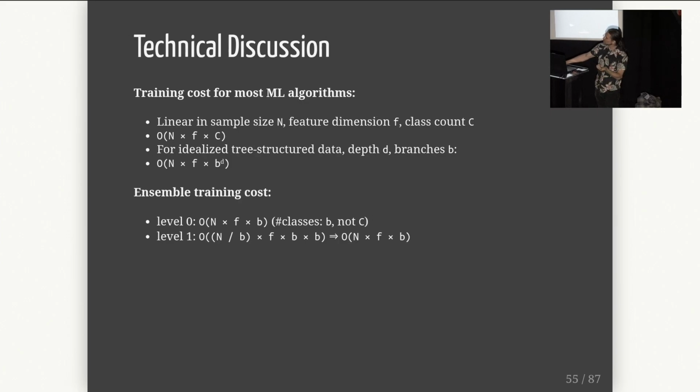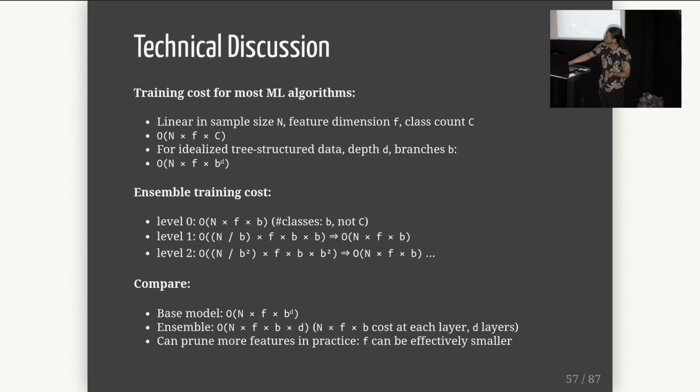And then at the level below, you have less data, N over B, but you have more classifiers. That's why there's that extra B at the end. And then this just recurses down. And if you follow this, every layer costs the same. And then you add them all up, and you get these 2 numbers. The base model, like standard ML, would be N times F times B to the D, but with the ensemble, it's just N times F times B times D. So you took an exponent and moved it down to a product. So generally it's going to be lower cost.